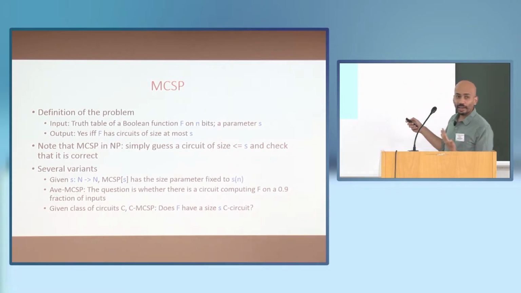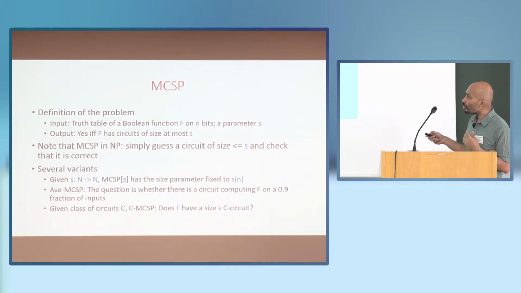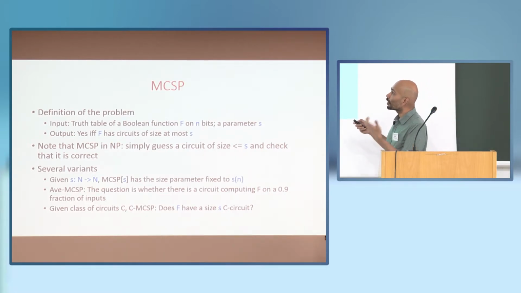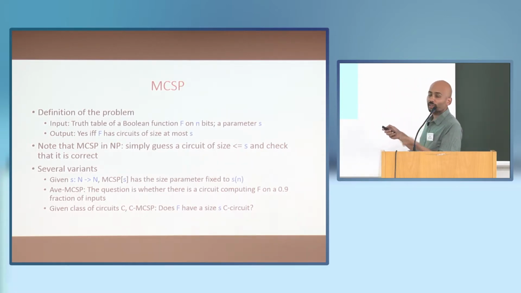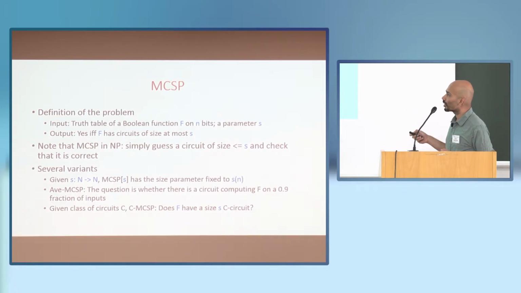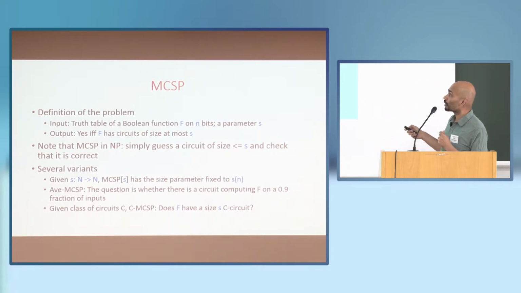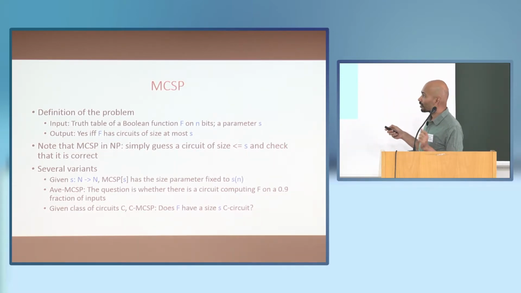And you're given a parameter s. The output is yes if and only if f has circuits of size at most s. So it's a very natural problem. Can you compress the string, when you interpret the string as a truth table, by using Boolean circuits for the function represented by the string? That's essentially what's being asked here. Note that MCSP is in NP, because you can just guess a circuit of size at most s, and since you're given the entire truth table, you can verify that the circuit computes each input in the truth table correctly. That's a polynomial time check.